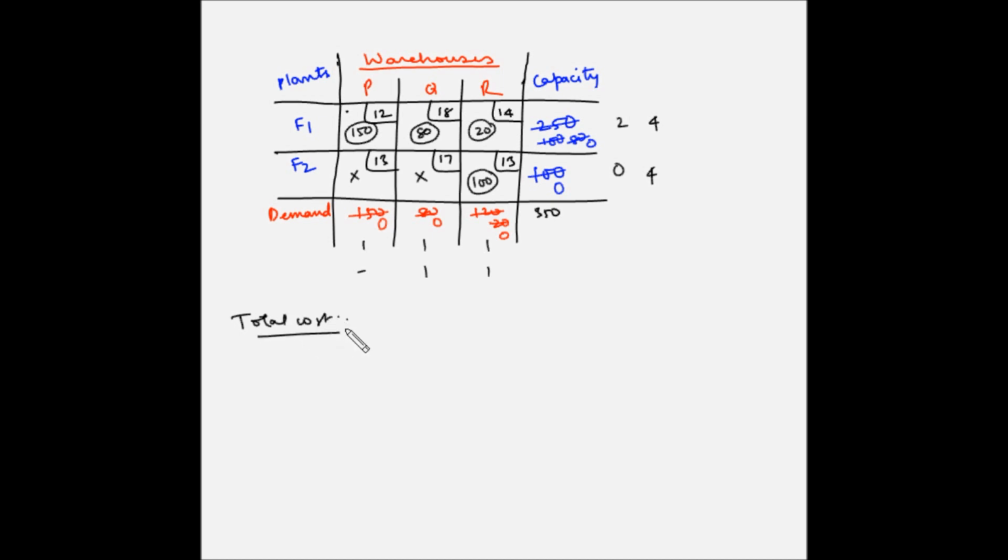So the total cost of transportation will be equal to the multiplication of the unit cost of shipping with the number of units being shipped at each route. So for example, the first one, it is 12 multiplied by 150 plus 18 multiplied by 80 plus 14 multiplied by 20 plus 13 multiplied by 100. So let me pull my calculator here.